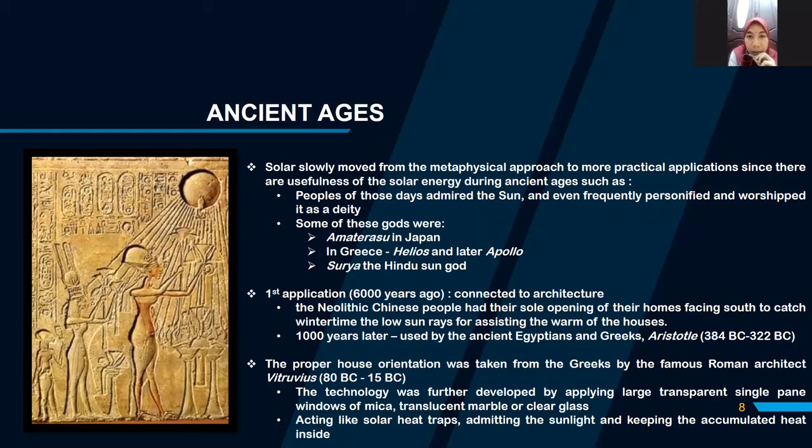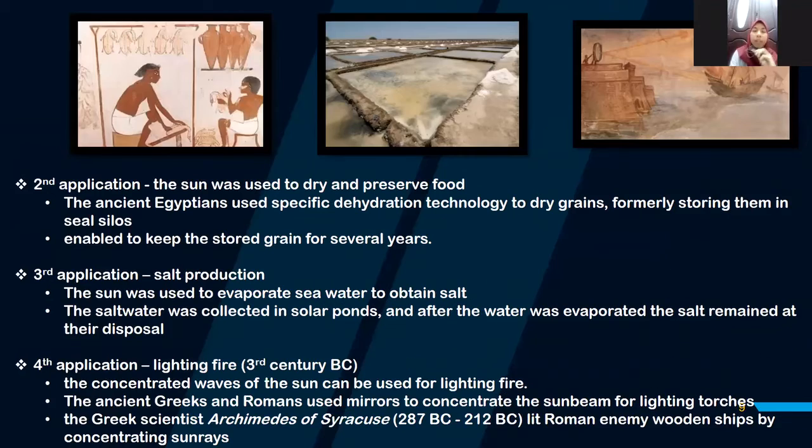The technology was further developed by applying large transparent single pane windows of mica, translucent marble, or clear glass, acting like a solar heat trap, admitting the sunlight and keeping the accumulated heat inside. Next.